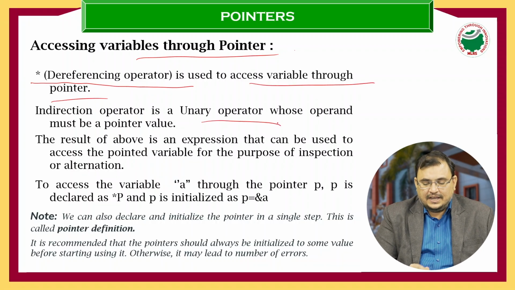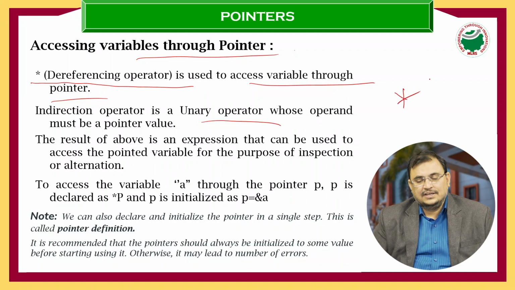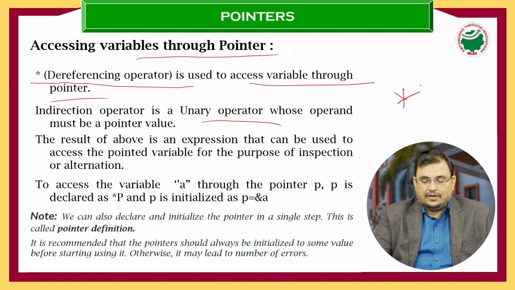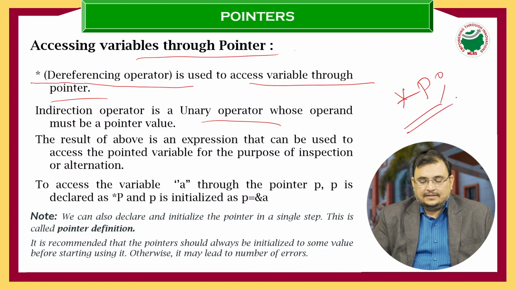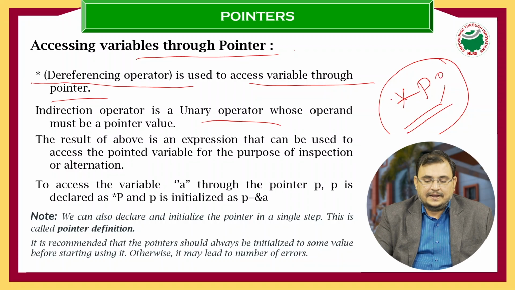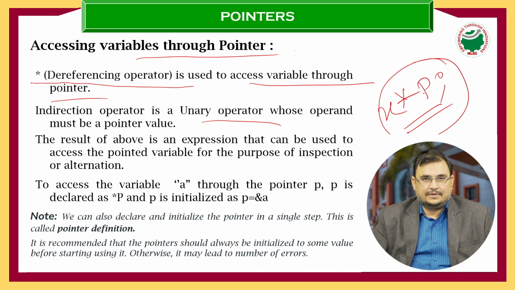Indirection operator is a unary operator. When you use the asterisk as a unary operator, meaning followed by a single operand, it is called a pointer. The same asterisk used with binary operands, two operands, acts as the multiplication operator.